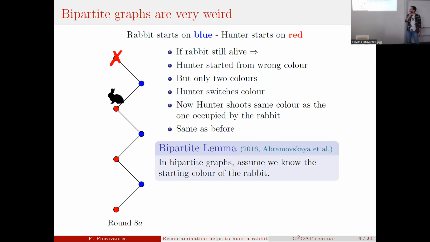And more powerful, it's something in bipartite graphs. We may assume that we know the bipartition in which the rabbit started. Because if we don't, well, we use the same strategy twice, one for the one bipartition and one for the other.